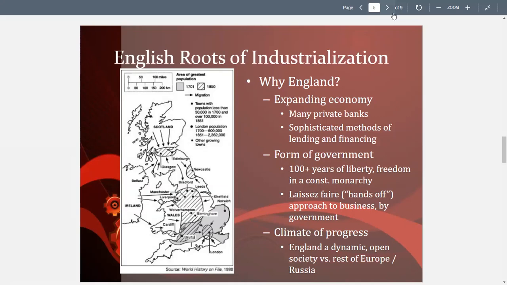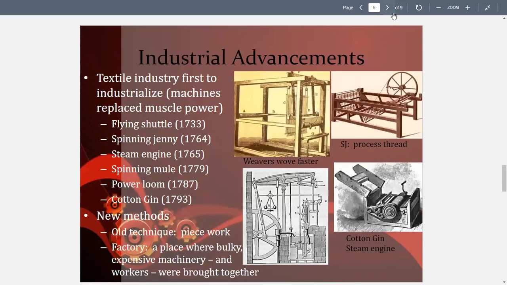And then England has a pretty open society with a lot of freedoms, very similar to what the United States is now. The rest of Europe and Russia didn't have that. And so all of these things, as I have said, combined into making machines that made things faster. You need people to run those machines, and that's where your factories come in. So basically, these factories are where all of these items are going to be placed.